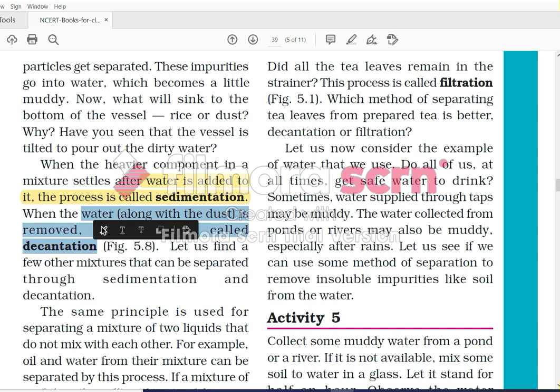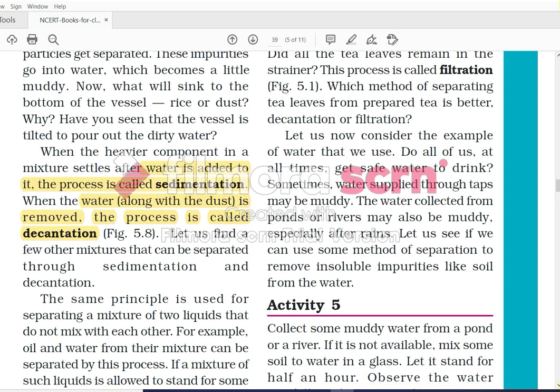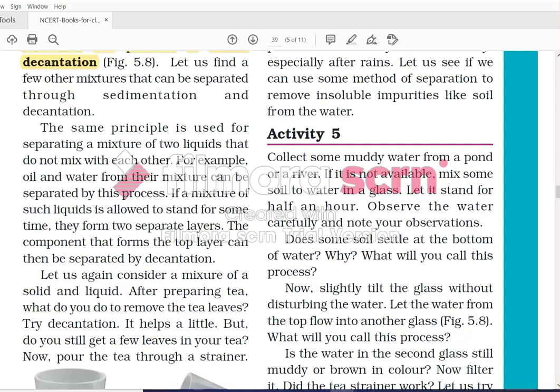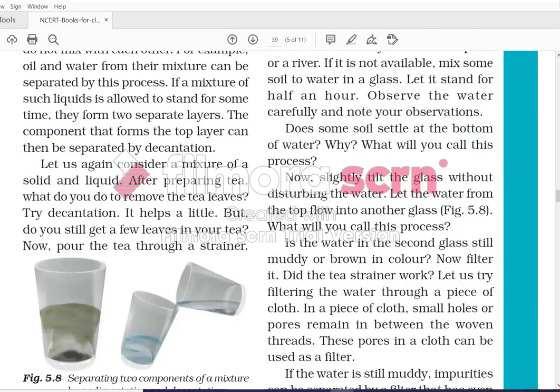Okay, let us find a few other mixtures that can be separated through sedimentation and decantation. The same process is used for separating a mixture of two liquids that do not mix with each other, for example, oil and water. If a mixture of such liquids is allowed to stand for some time, they form two separate layers. The component that forms the top layer can then be separated by decantation.